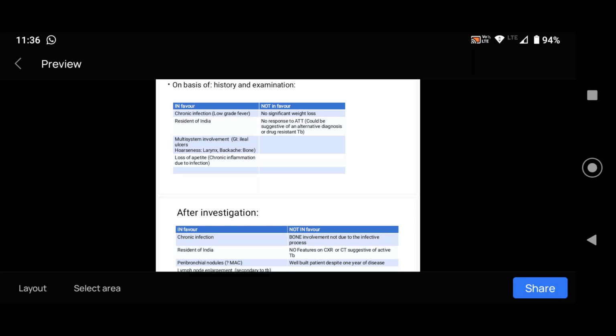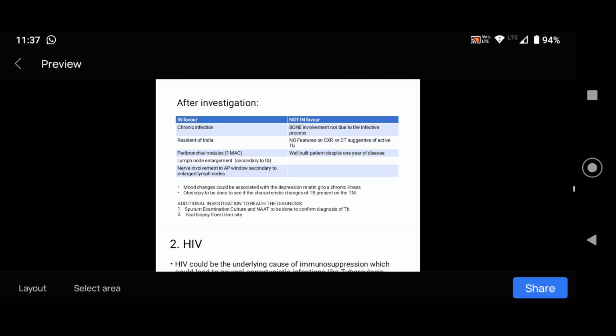And we had a loss of appetite. The thing not much in favor was that the loss of appetite was not associated with significant weight loss. If we have TB in mind with a history of 1 year of fever, significant weight loss should surely have been present. So that was one thing not in favor. And as we had already discussed, there was no response to ATT. The lack of response to ATT could suggest an alternative diagnosis or a drug resistant TB, as the ma'am already said.